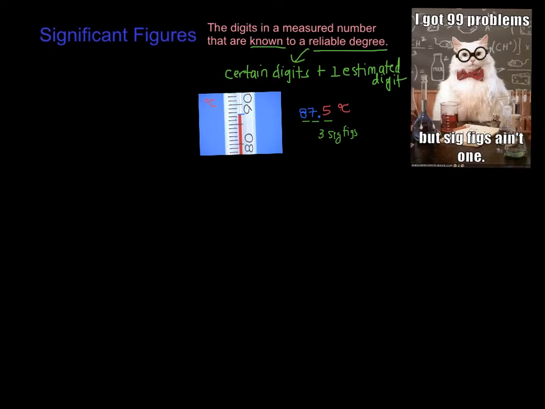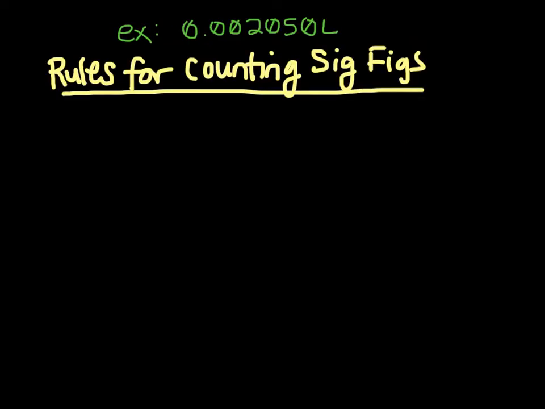Well, what if you didn't make the measurement? What if the measurement was just given to you? So for example, let's say I gave you this measurement. I said, I used 0.002050 liters in some experiment, and I wanted you to tell me how many sig figs are in that measurement. Well, you didn't make it, so how are you going to know? Well, lucky for you, there are rules for how to count sig figs in a measured number. All right, so we'll come back to this example when I'm done giving you the rules. For now, let's go through the rules.